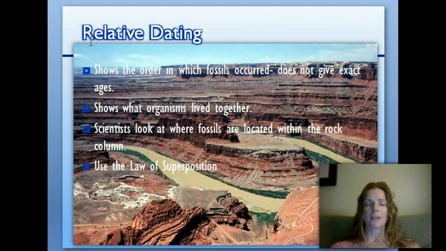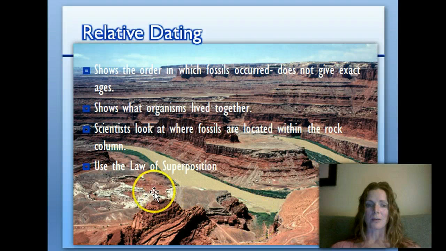So relative dating is a pretty simple thing. Okay, it shows the order in which fossils occurred. So it doesn't give the exact ages. It's kind of like, hey, I think this happened first, and then maybe this happened. Okay, shows what organisms kind of lived together. So not to say that relative dating is not important, because it shows different things, but it's not so much this precise exact thing. But it gives us more of a general look as to what was going on during that time period.